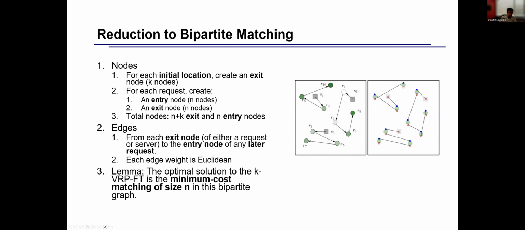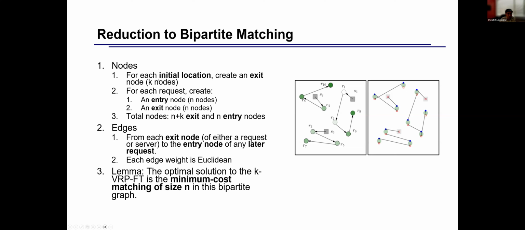Okay, so I'm going to describe the reduction to matching. I'll show now that this problem reduces to computing minimum cost bipartite matching. Remember that the input to the fixed time vehicle routing problem is a set of k initial locations and a set of n requests. So I'm going to create a bipartite graph using this input.